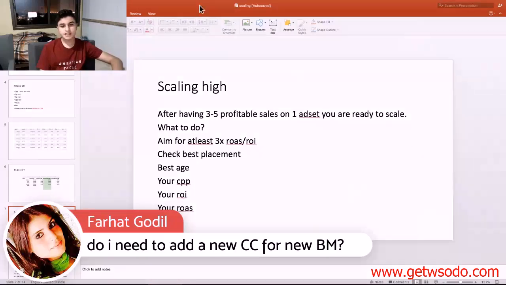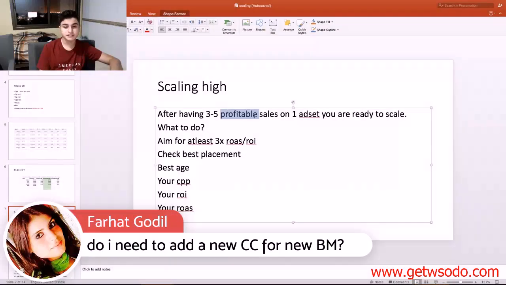So scaling: after having 3 to 5 profitable sales on one asset. As I said, 3 to 5 profitable sales, not just sales. They should be profitable. On one asset, you're ready to scale. What to do? You should always aim for at least 3x ROAS or 300 ROI.